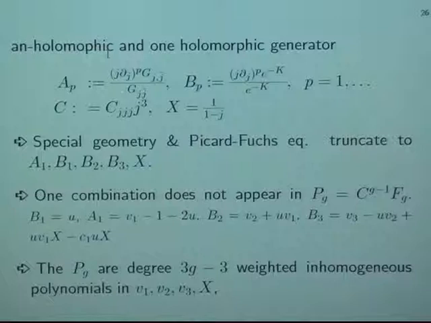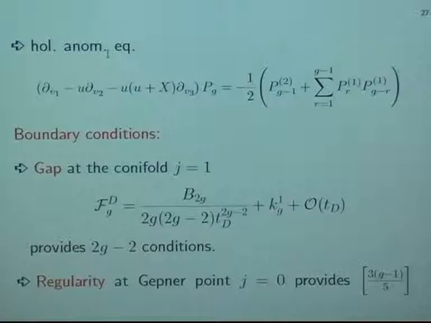These are the anti-holomorphic generators here, and this is the holomorphic generator, and at the end you can write P_g, which are in a very simple way related to the F_g, as a degree 2g minus 3 weighted inhomogeneous polynomial in terms of 3 non-holomorphic generators and 1 holomorphic generator, which is related to this J which I introduced earlier on. So the holomorphic anomaly equation can also be integrated directly if you assume that all these functions are, to say, independent over the ring of functions.